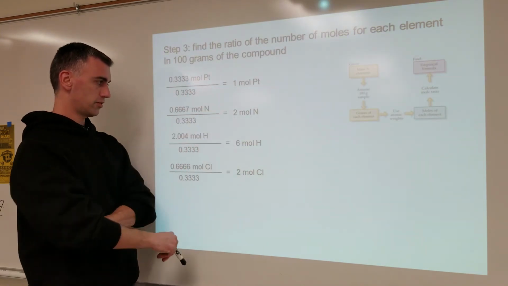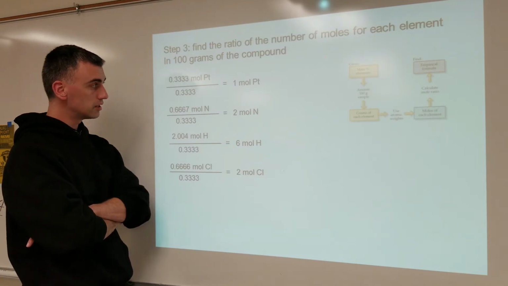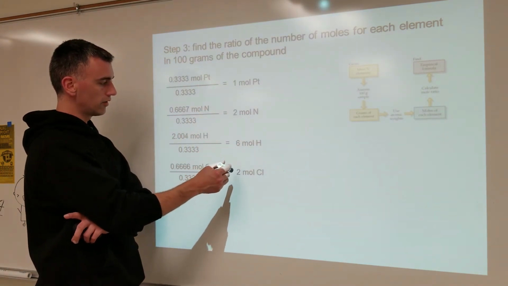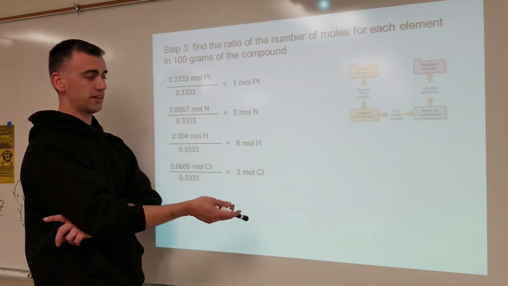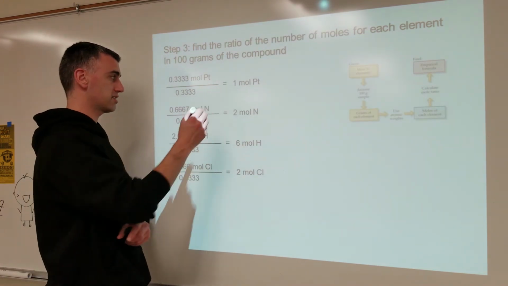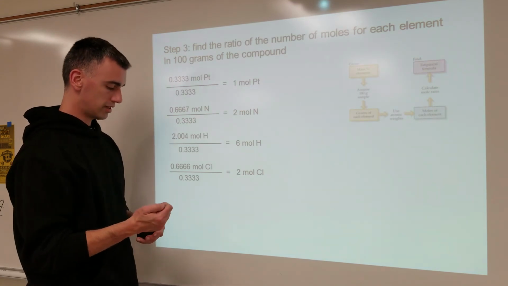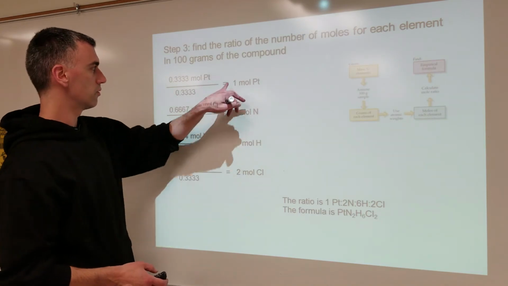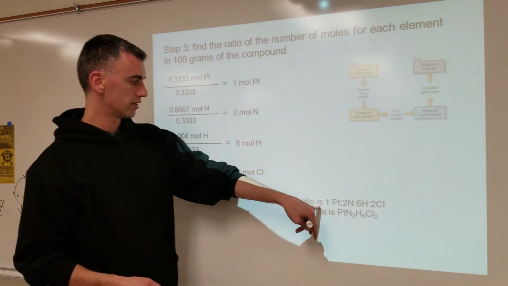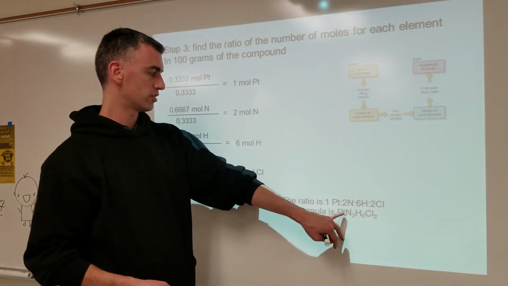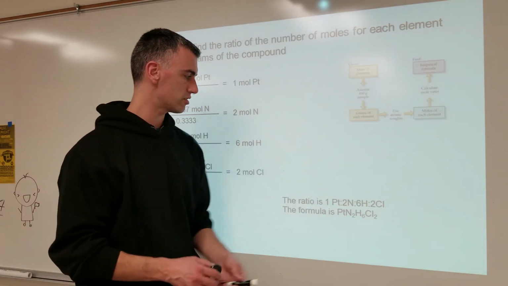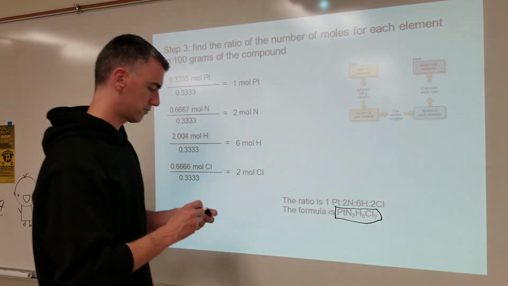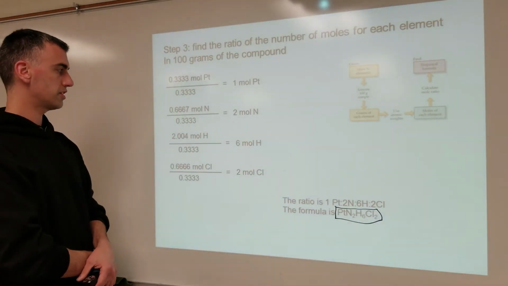So this is a ratio. And the question is, can it be simplified down? The answer, not really. If you got 1, then you can't really divide it by anything. It has to be whole numbers. So if you got 1, you can't simplify this. So that's why the final answer will simply be, if you got a 1 to 2 to 6 to 2 ratio, the formula is 1 platinum, 2 nitrogens, 6 hydrogens, 2 chlorines, for this particular example.